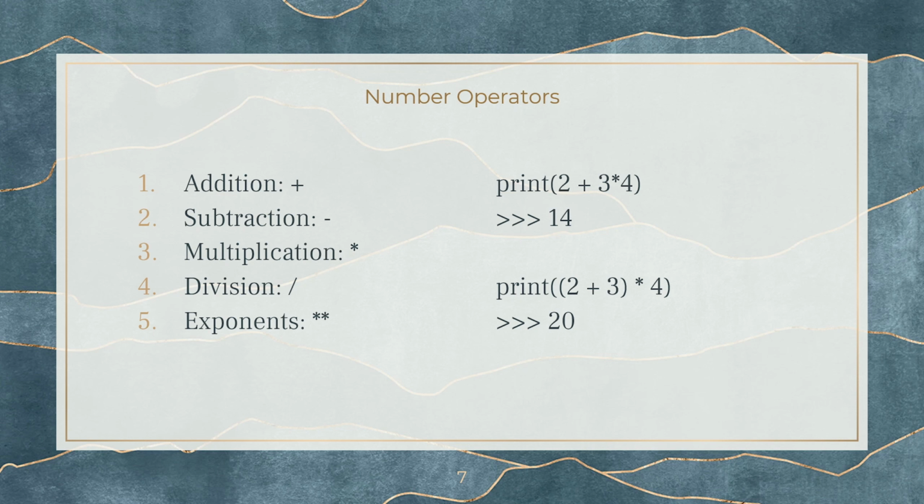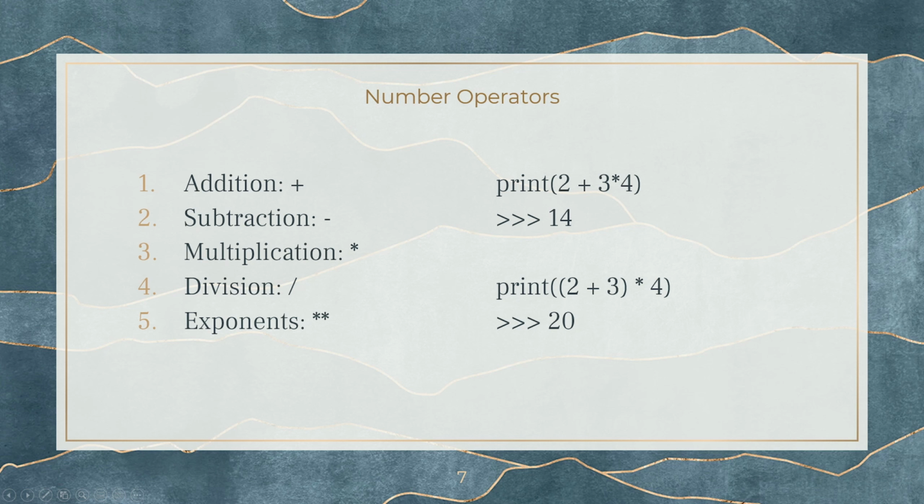Moving a little bit away from strings, we have number operators. Unsurprisingly, math symbols in Python are very similar to math symbols we are normally used to. As you can see here, some number operators in Python are addition, which is the plus sign, subtraction is the minus sign, multiplication is the asterisk, which is normally found above 8, division is the slash, and exponents are a double asterisk, which are again normally found above your 8.